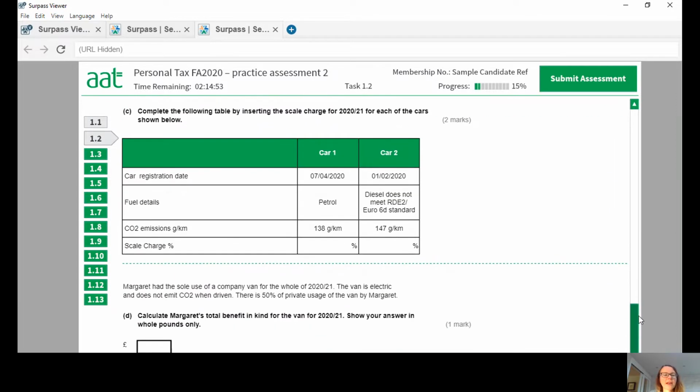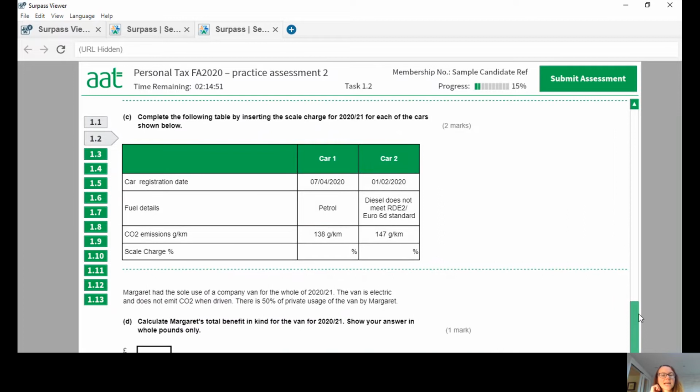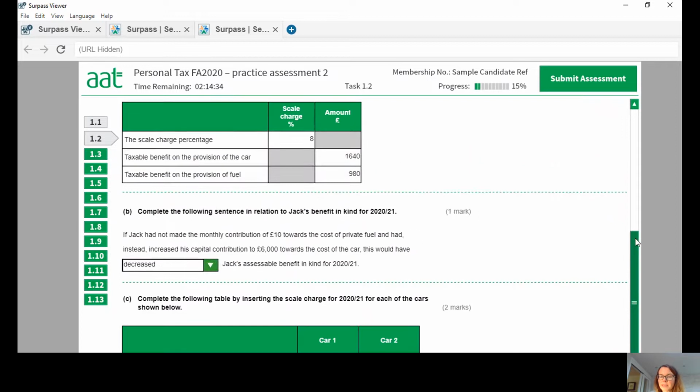So we would have a lower list price, which means that the benefit figure will fall. Part C. Complete the following table by inserting the scale charge for 2021 for each of the cars. Scale charge percentage is just the percentage that we use for the benefit. So these are petrol, well, the first one's petrol, sorry. So again, let me just get up the table.